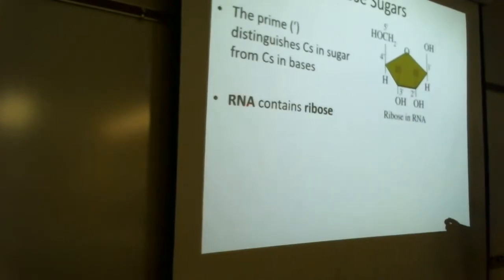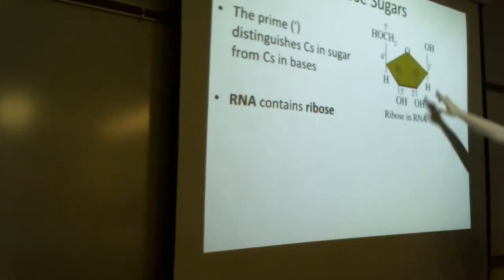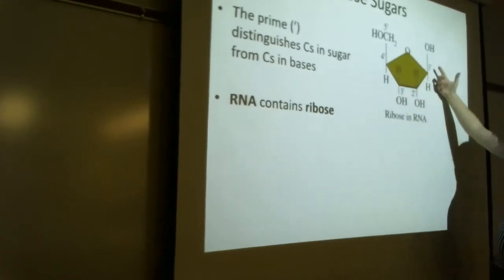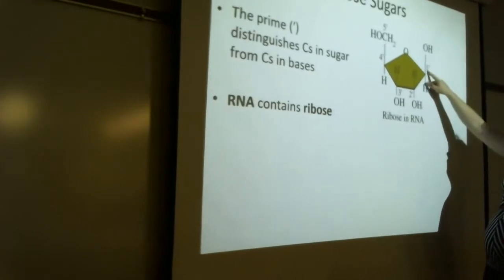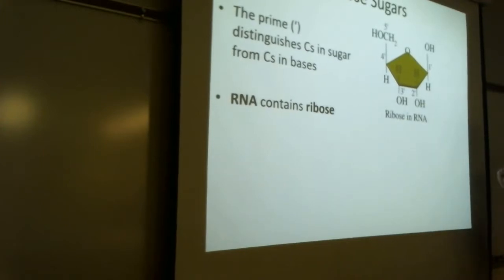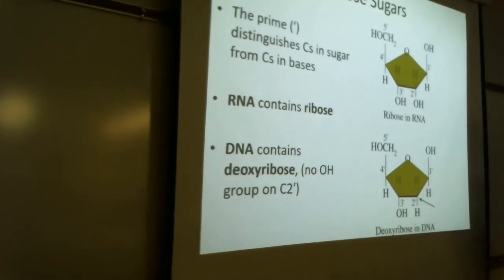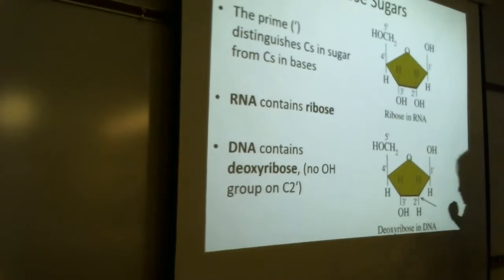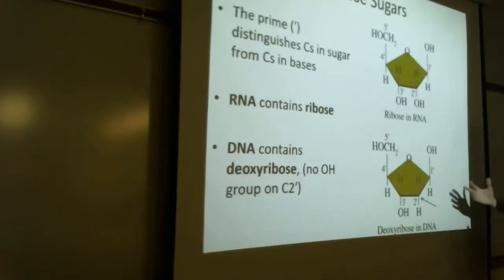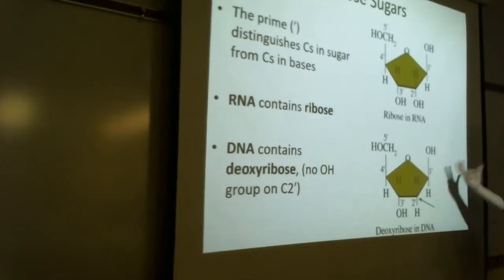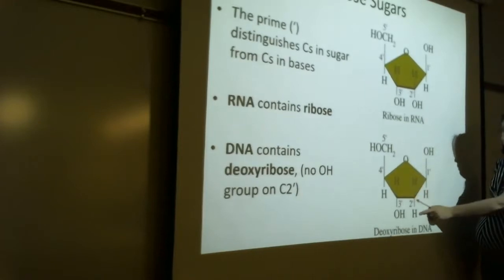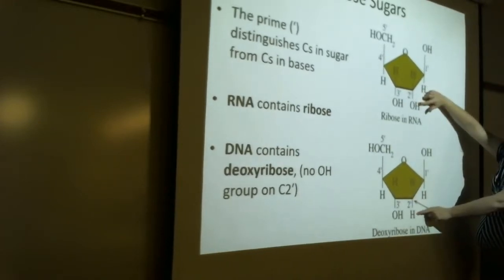So RNA contains ribose, and we begin numbering from the right, just like we have in all of our other sugars. Okay, so this is 1 prime, 2 prime, 3 prime, 4 prime, 5 prime. There's ribose. Okay, now DNA contains deoxyribose. So if you've ever heard DNA, deoxyribonucleic acid, right? It contains deoxyribose. What's special about that? On carbon 2 prime, notice there's no OH group.